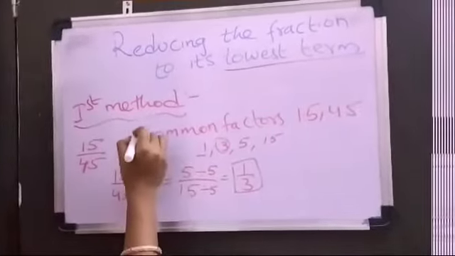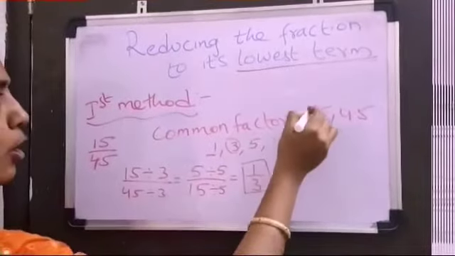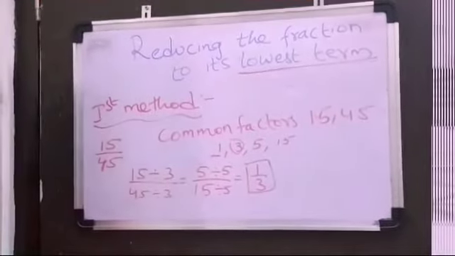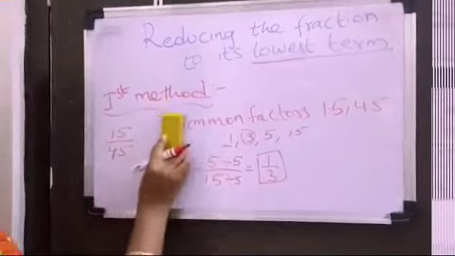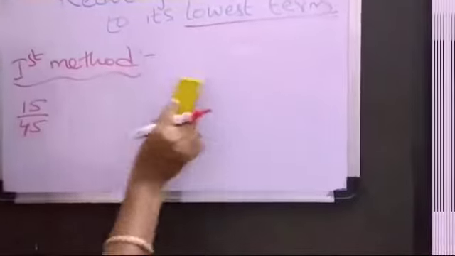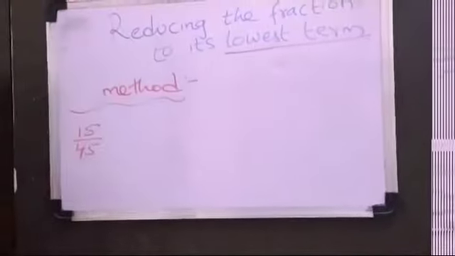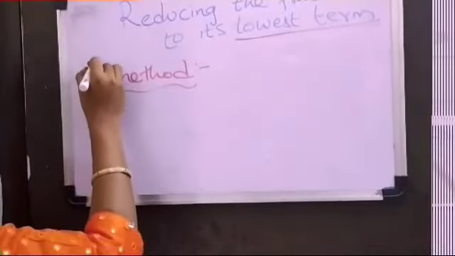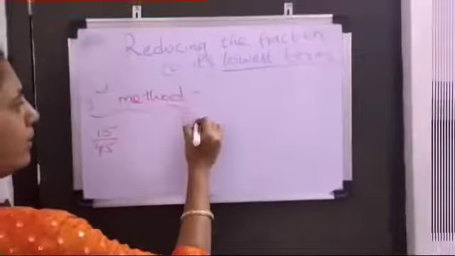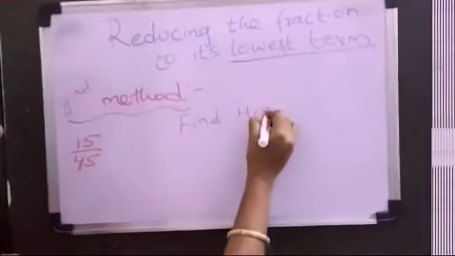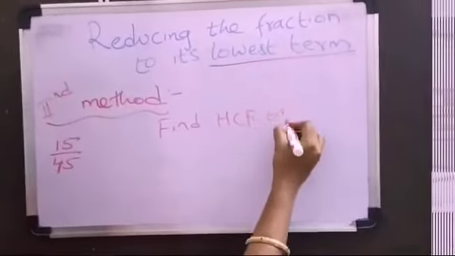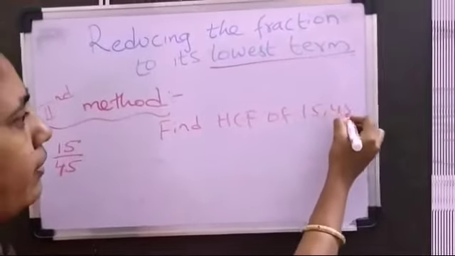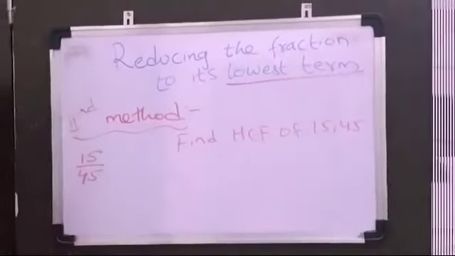So what is the first method? Using common factors of the numerator and the denominator. Now the same question I'll do in the second method. The second method is to find the HCF, using HCF of 15 and 45.